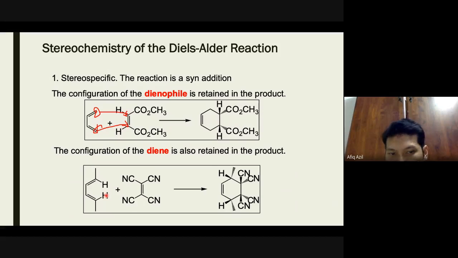What happens is, if you look at the product form, at this carbon, which has now formed a new bond with this carbon, the hydrogen will be pointing towards the same direction. If you want it to show away from the carbon, then both of them must be away from the carbon. This CH3 also is pointing toward the same direction. So this is syn addition.